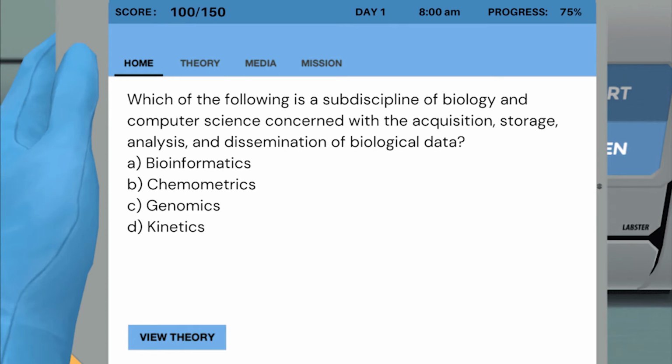Which of the following is a subdiscipline of biology and computer science concerned with the acquisition, storage, analysis, and dissemination of biological data?